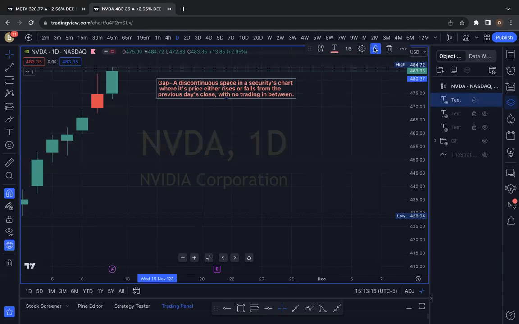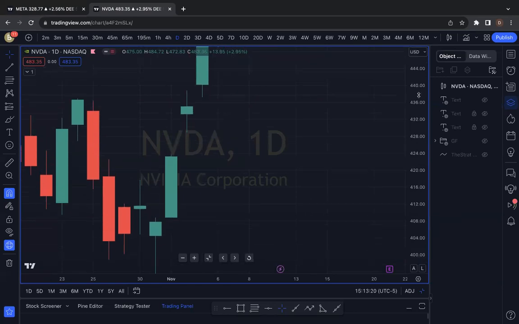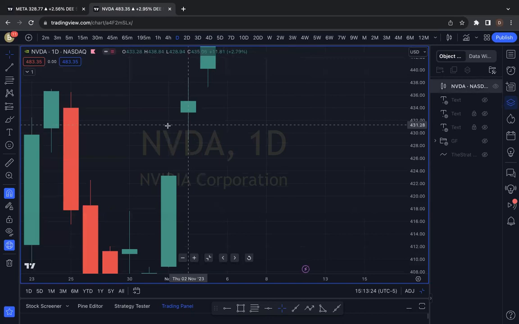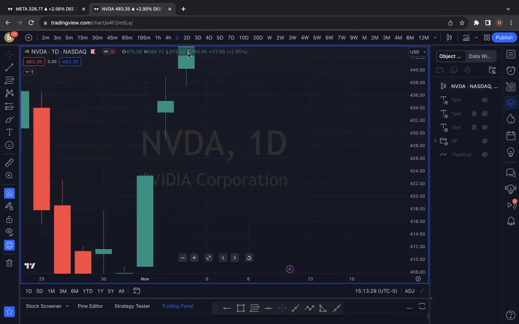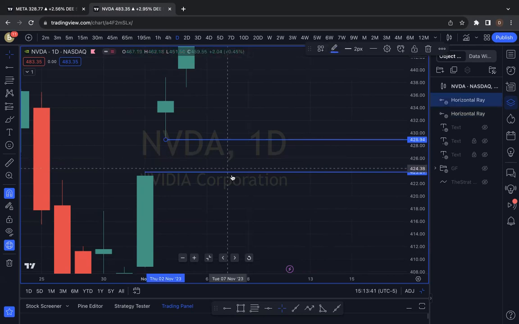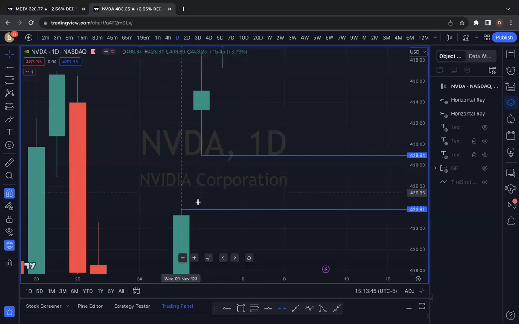So now I'm going to show you how to draw a gap. Now, some people draw their gaps. So this is a gap right here, right? That's pretty obvious. I'm sure everyone can see that. So most people draw their gaps from the high of this candle to the low of this wick, right? And you would think that makes sense, right? There's no candle within this range, right?